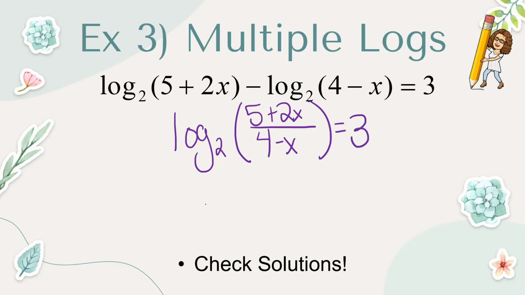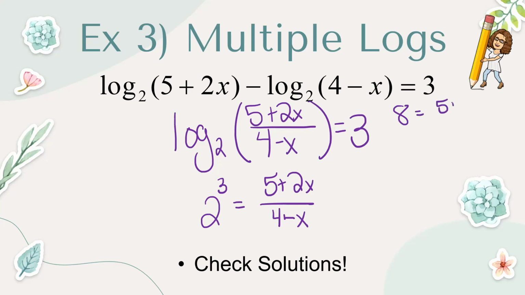So now let's convert. I'm going to go 2 to the third is equal to 5 plus 2x over 4 minus x. I know 2 to the third is 8. I have to move over here. I'm going to run out of room. 5 plus 2x over 4 minus x. You know what? I'm going to put this over 1, and I'm going to cross multiply since it's a fraction equal to a fraction. And I'm going to get 5 plus 2x equals, and then multiply the 8 by both of those. I will get 32 minus 8x.